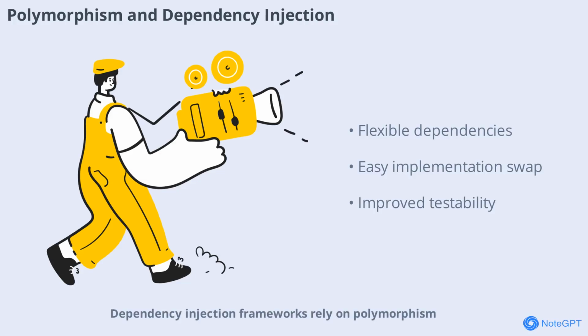Dependency injection frameworks rely on polymorphism to provide flexible and testable code. By injecting dependencies through interfaces or base classes, you can swap out implementations easily. This makes your code more modular and easier to test, especially in large and complex systems.